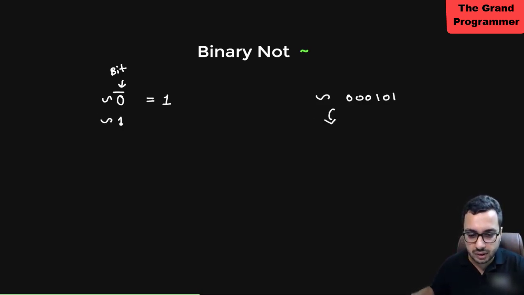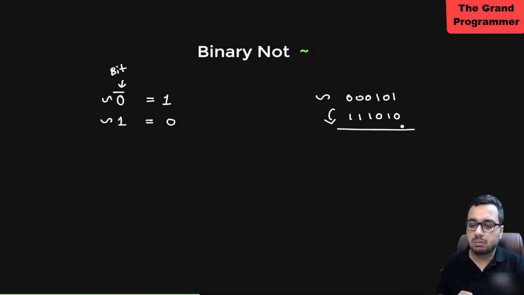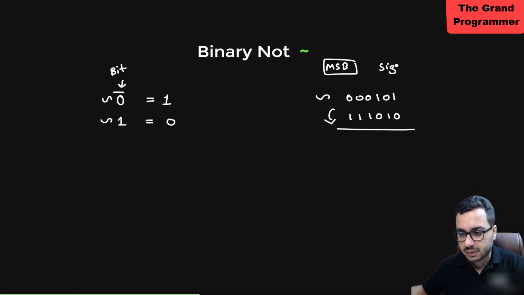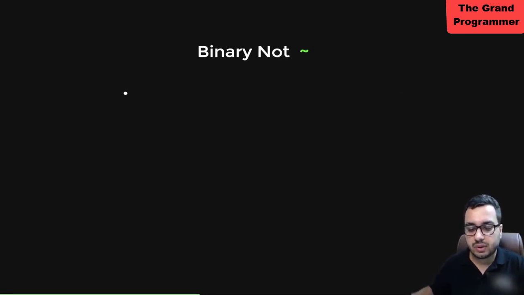Okay, so NOT of 1 is 0, and NOT of this is going to be lots of ones followed by 0101. Okay, so this you will see it is going to flip all the bits, including the most significant bit, that is the sign bit. Okay, that is the sign bit. So that means this number could be a negative number as well. Okay, now if you have little idea here, I can give you one example.